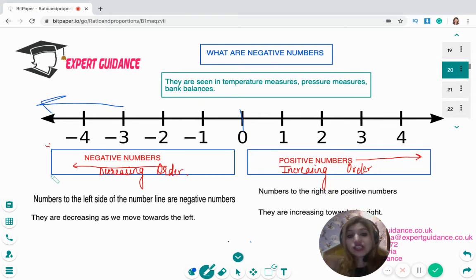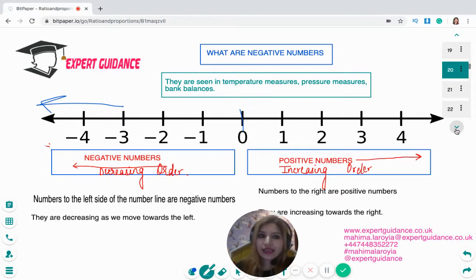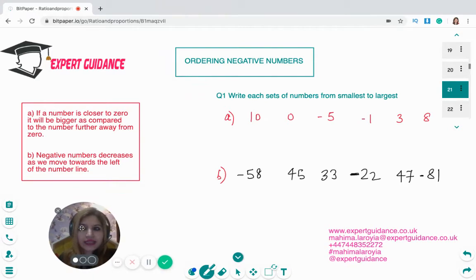But that is opposite to the positive numbers. The positive numbers, as they go away from zero, increase. So a number which is bigger but has a negative sign next to it will be the smallest number, and this is what you need to take care of. So you will take care of this when we'll be ordering the negative numbers. So negative numbers always decrease as we move away from zero or as we move towards the left. Okay, so we'll use that to order the negative numbers.